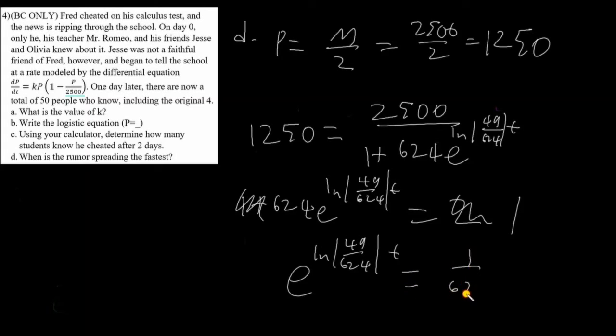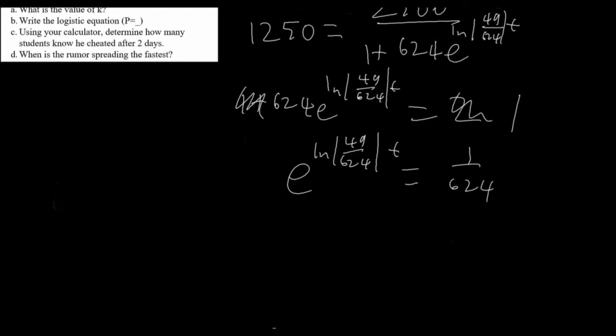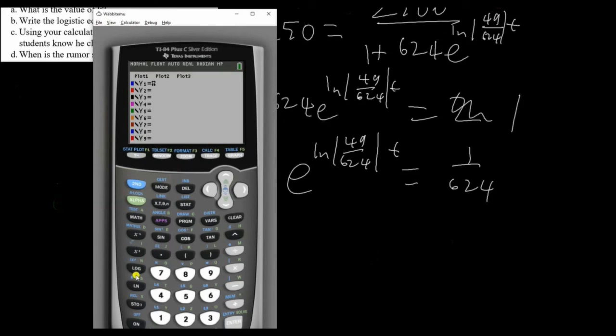So e to the power is 1 over 624. And now I'm going to graph this on y1 and y2. Let's pull up the calculator. Go to y. On one side I have e to the natural log of, well, I can just use my variable. Since k is the negative natural log, I want just the plain natural log, so it's going to be the negative of the k value times x, and then I'm going to have 1 over 624. I'm using x because that's the variable I'm solving for in the calculator.